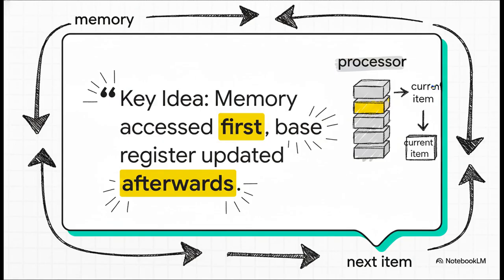This is hands down the most intuitive and common way to go through a list of items. You grab the thing you're working on right now, and as soon as you have it, you automatically get ready for the next one. This is the bread and butter of stepping through an array of data efficiently.